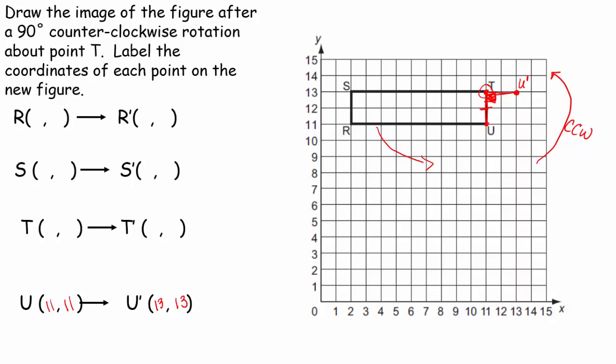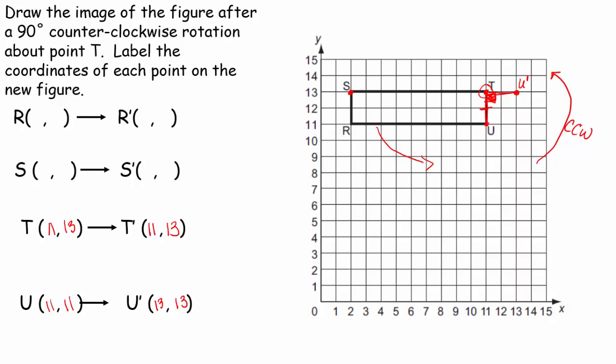Now let's take a look at T. Does T ever change when I'm making my rotation? Well, if I'm rotating T to the left and I'm about that point, it's going to stay the same. So because it was 11, 13 to start, it's going to end up at 11, 13 since I'm rotating around that point.